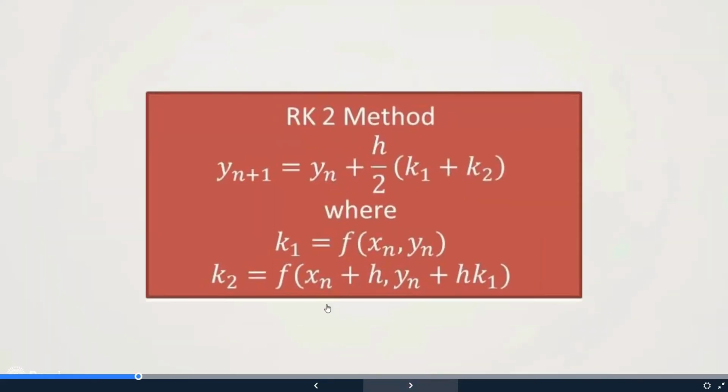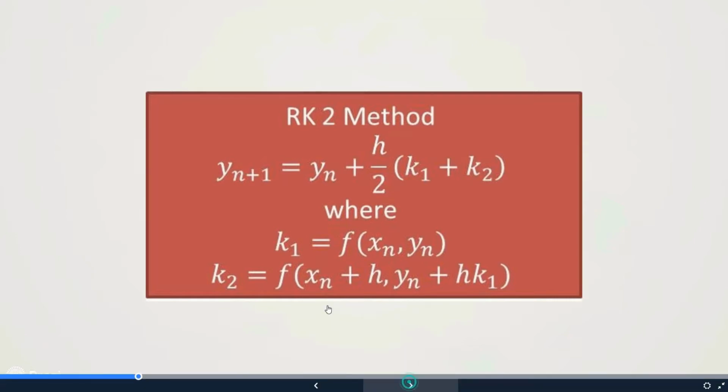And then looking at the second order method, it is described by the formula y_{n+1} equals y_n plus h over 2 times (k1 plus k2), where k1 and k2 are represented by the formulas: k1 is f(x_n, y_n), where we know that x_n, y_n is the initial condition. So k2 is f(x_n plus h, y_n plus h k1).